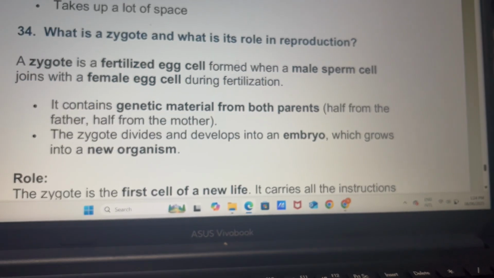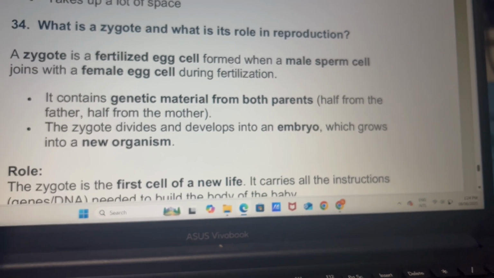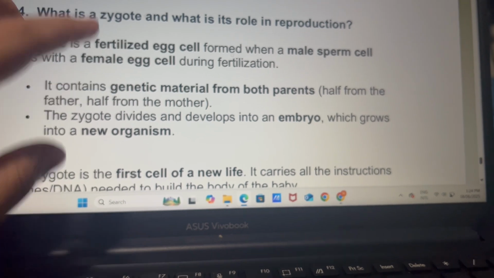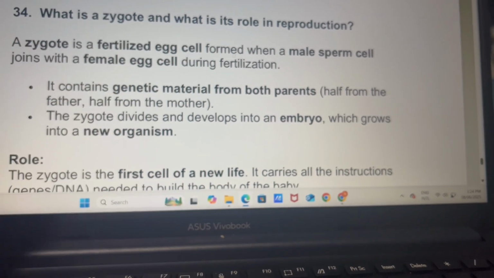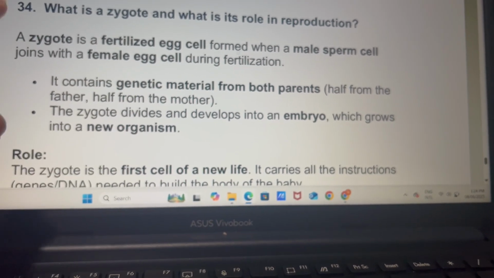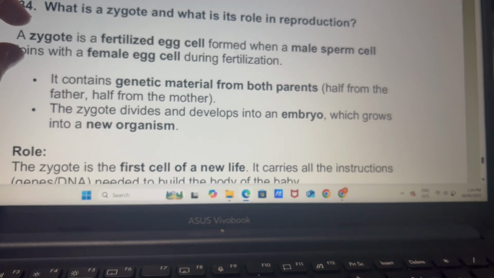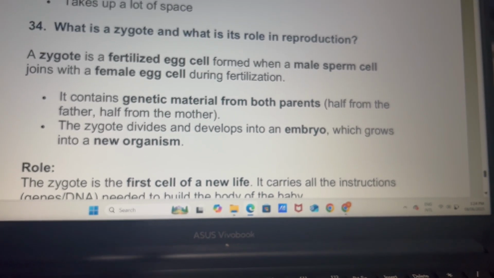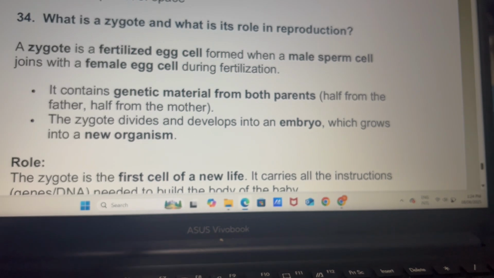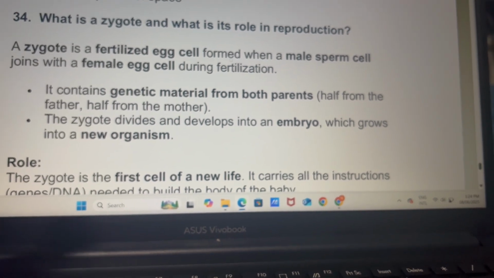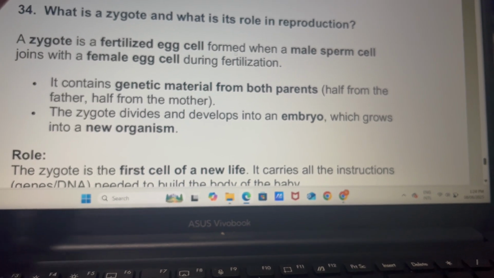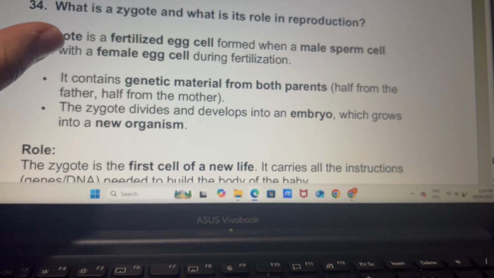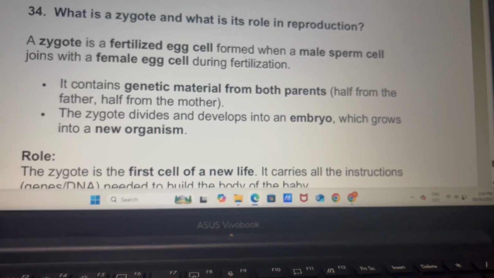The definition of zygote is also very important. The zygote is a fertilized egg cell formed when a male sperm cell joins with a female egg cell during fertilization. These two lines are very important. You need to literally memorize them as they are. It's an egg cell that will be fertilized by the male sperm cell, and this is called fertilization.